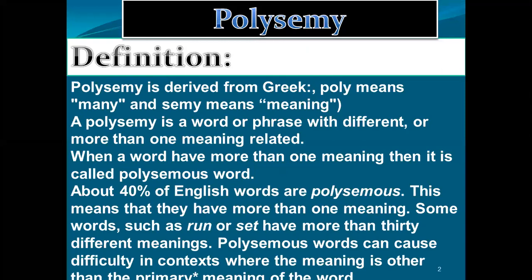Assalamu alaikum to all of you. This is Zeb, and today I am going to tell you about polysemy. What is polysemy? Polysemy is derived from a Greek word, where poly means many and semi means meaning. A polysemy is a word or phrase with different or more than one related meaning. When a word has more than one meaning, then it is called a polysemous word. In English, there are about 40% words which are polysemous. This means that they have more than one meaning. Some words, such as run or set, have more than 30 different meanings.